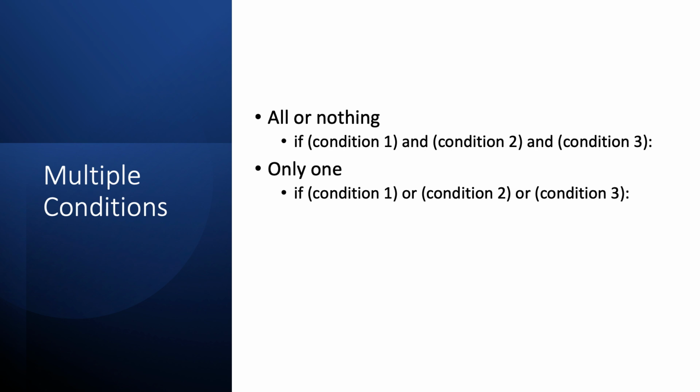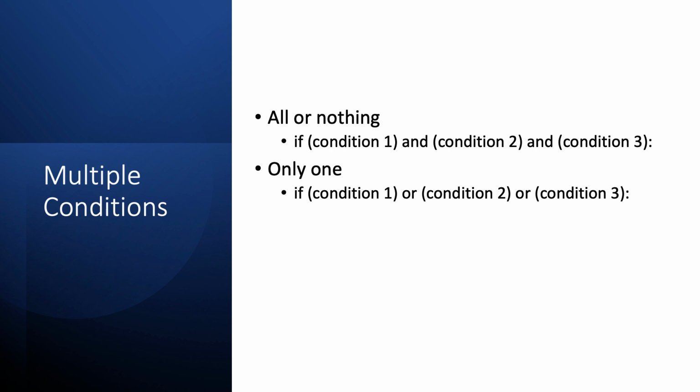First, we have the all or nothing approach. This is represented by the code snippet if condition 1 and condition 2 and condition 3: In this scenario, all conditions must be true for the indented code block to execute. It's like a series of locked doors where every key must fit in order to open the way forward. So only if condition 1 is true and condition 2 is true and condition 3 is true, only then can we process the intended code.